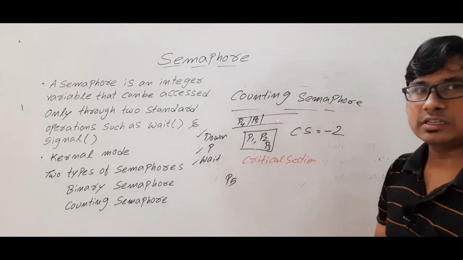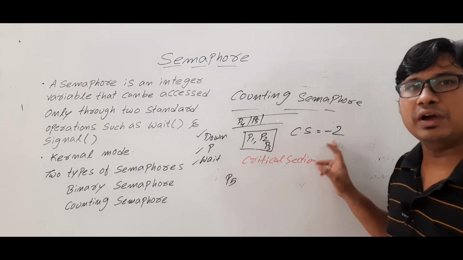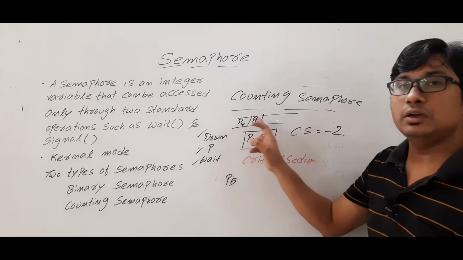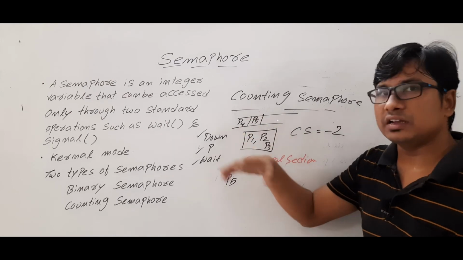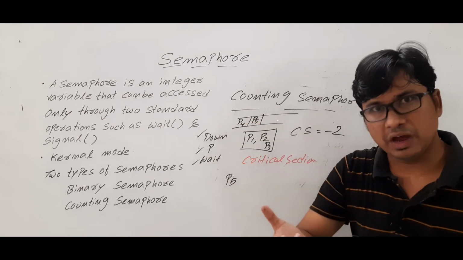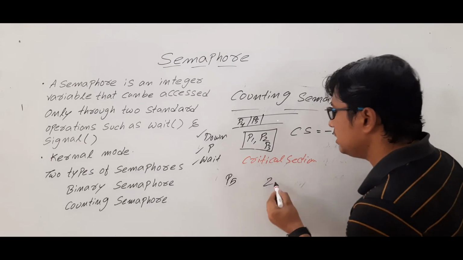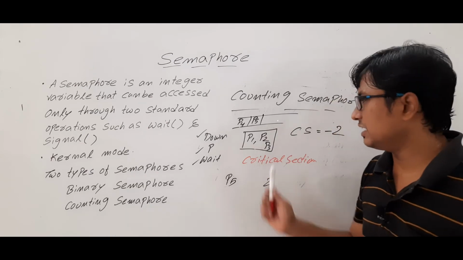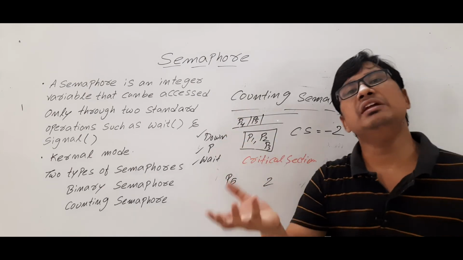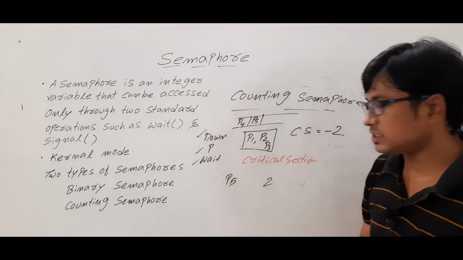Now in a counting semaphore, the negative value represents the following. Look here, it is minus 2, meaning two processes are in the sleep state. Is it clear? If it is a positive value, suppose it is plus 2, meaning two more processes can enter into the critical section. This is the way the counting semaphore works. Is it clear? Are you able to understand? Now you can ask me.